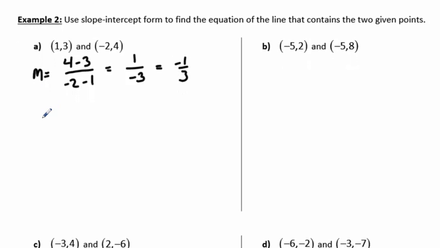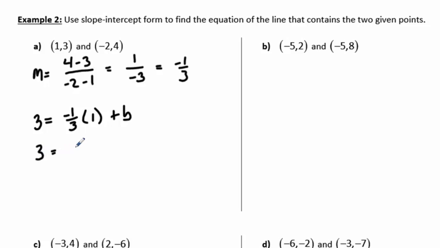And we're going to use that slope with one of our ordered pairs to write the equation. It doesn't matter which ordered pair. You could check either one. You will get the same thing. I'm going to go ahead and use the ordered pair 1, 3. If you use the ordered pair negative 2, 4, you will have the exact same equation once you finish simplifying. So my y value is going to be 3. 3 is equal to the slope times the x value, so negative 1/3 times 1 plus b.